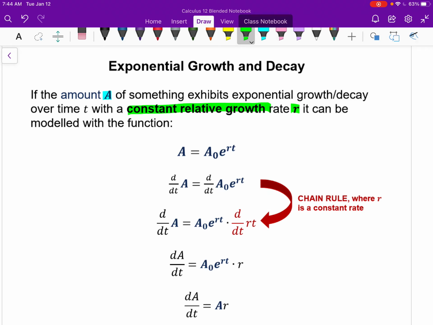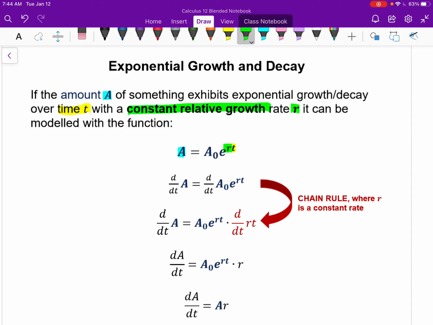So anything that grows exponentially or decays exponentially can be modeled with this function, where A, again, is the amount after some time t, e is Euler's constant, and R is the constant relative growth rate. That's the phrase: the rate of growth, rate of decay.